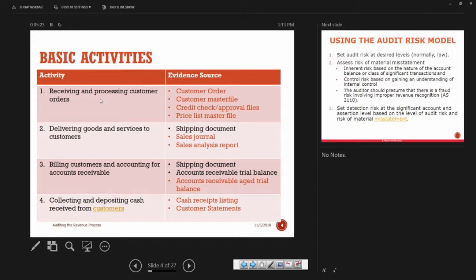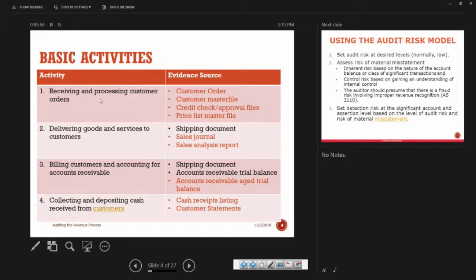The other evidence source would be the credit check and the approval files, right? Especially if you're in an environment where you're granting customers credit, you want to make sure that there's a credit check that's been done. And who has the ability to do that, who's authorized to do it, and what kinds of controls are in place around granting credit or overriding credit.